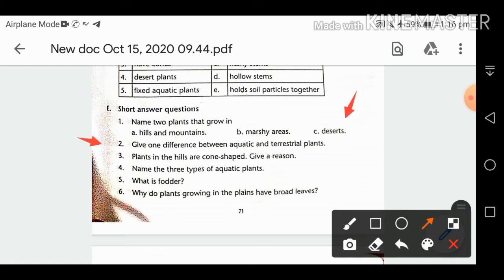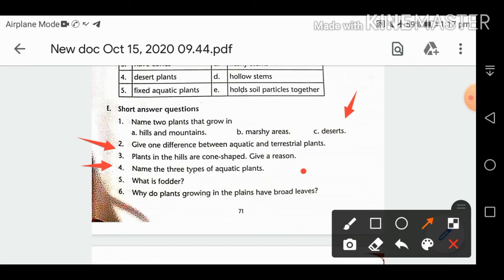Then the second one, give one difference between aquatic and terrestrial plants. Aquatic plants grow in water, terrestrial plants grow on land. Third one, plants in the hills are cone shaped. Give a reason why. They are cone shaped because snow will slip off from their branches easily.